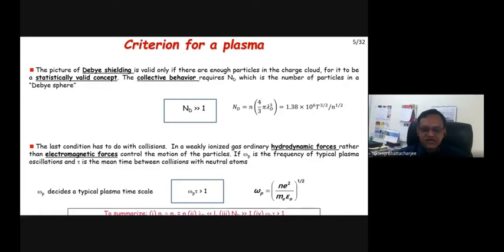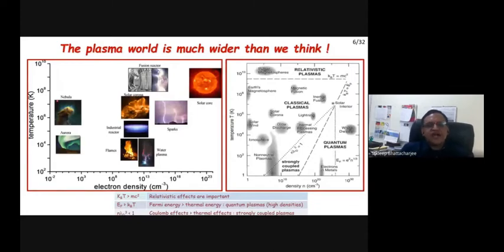So to summarize, these are the 4 conditions for a collection of charged particles to be called a plasma, as I have listed below. Now, our plasma world is actually much wider than we think. On the figure on the left-hand side, I have plotted the electron density on the x-axis, and on the y-axis, I have plotted the temperature. Different types of plasmas are shown in this plot. You can see the solar core in the top corner here. Densities and temperatures are given. The lightning, the fusion reactor, solar corona, industrial reactor, flames, aurora borealis, nebula. All these different types of plasmas are shown pictorially along with their density and temperature.